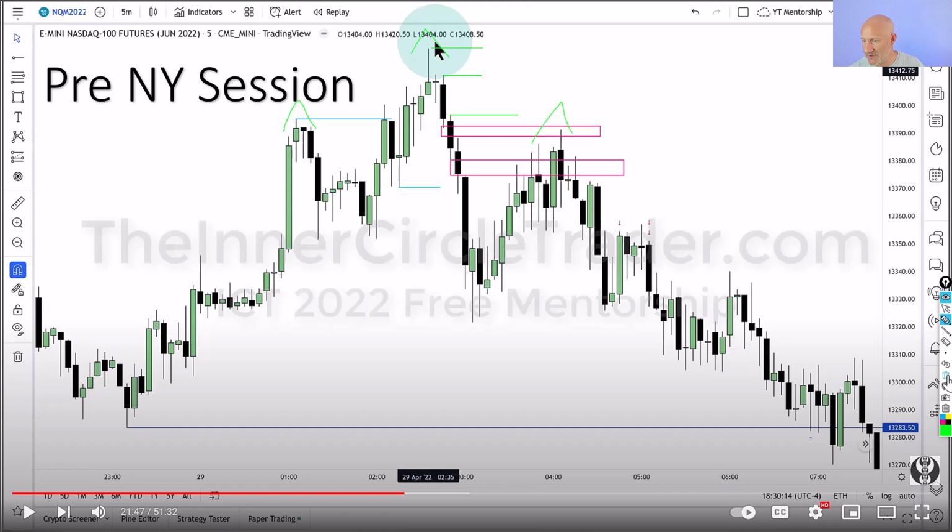Actually, what I'll do is I'll clean all this off and we'll do this again. So we have a swing high here, we have one here, and then we have one here. Now, each of these swing highs has an imbalance in it. So this one has one here and one there. This one has one here and one here. And this one has one just here.